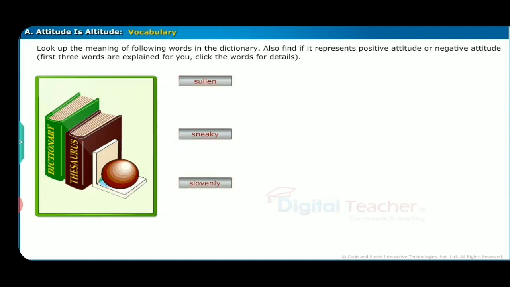Look up the meaning of the following words in the dictionary. Also, find if it represents a positive attitude or a negative attitude. The first 3 words are explained for you. Click the words for details.